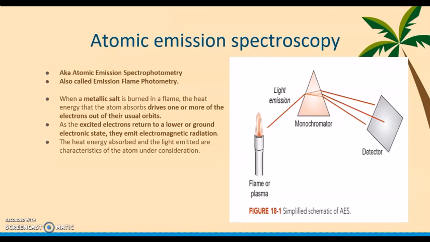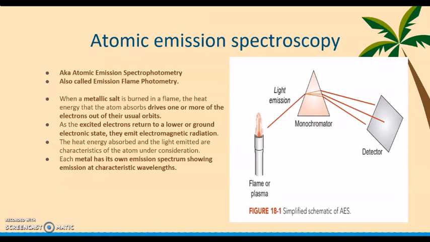And then, so pagka-emit po nila ng electromagnetic radiation, ito po ngayon ay mababasa. Okay, the heat energy absorbed and the light emitted are now the characteristic atoms under consideration. So kung ano po yung gusto po nating mabasa o gusto pong i-absorb nung particular na trace element na yon, yun po yung makikita natin under the detector. And so, you have to remember that each metal has its own emission spectrum showing emission at characteristic wavelengths.